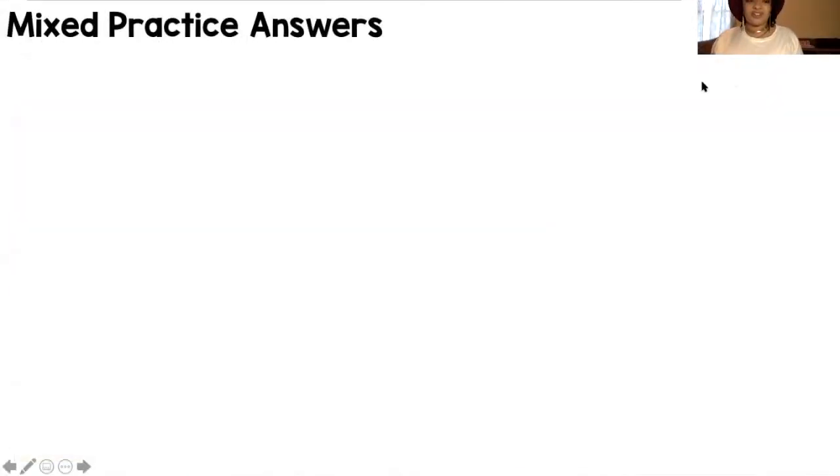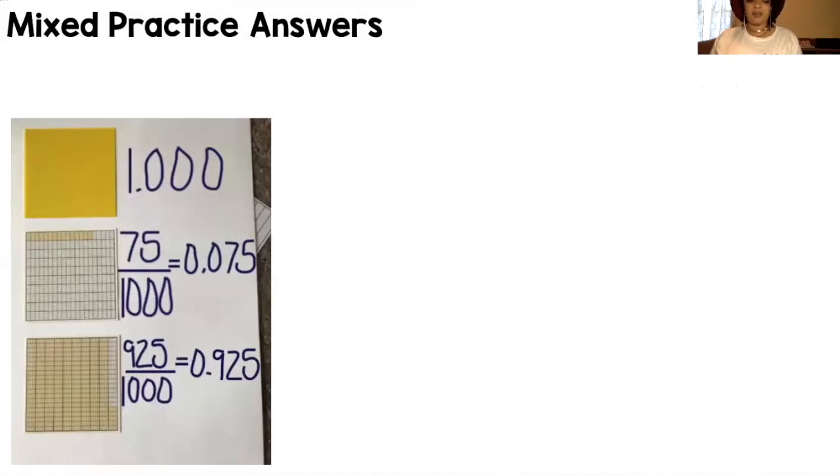All right, let's go over the answers to our mixed practice. You can check your answers with mine. Let's look at the first example. I can see that at the top, I have 1 whole. Here I have 75 squares shaded in, so I have 75 thousandths. Here I have 925 of the 1,000 squares shaded in, so I have 925 thousandths.